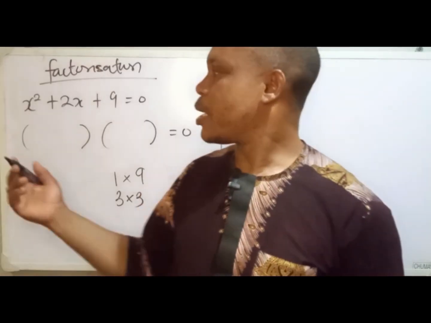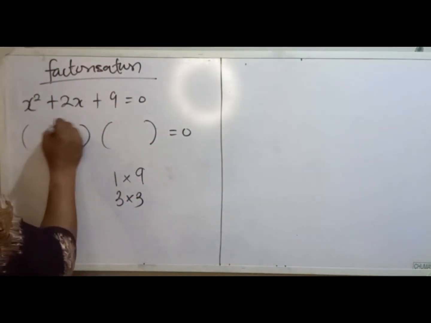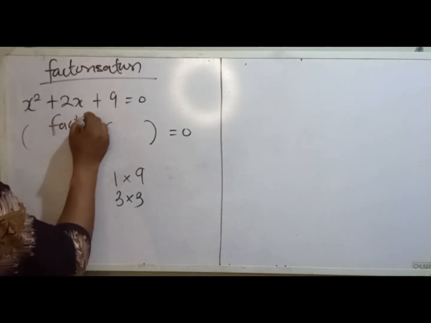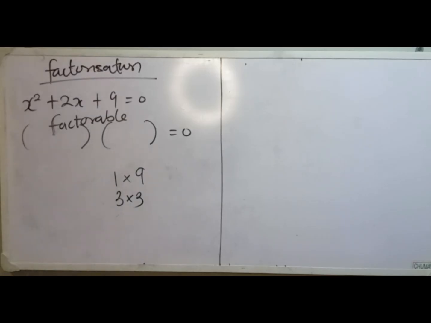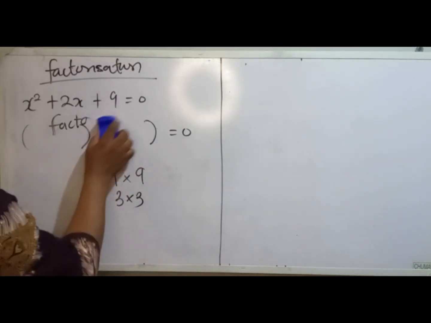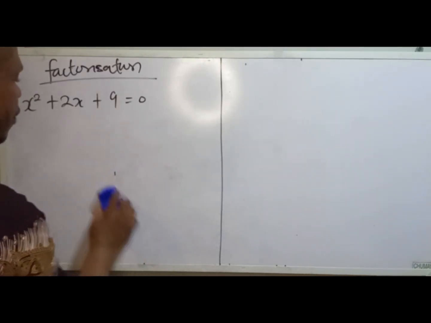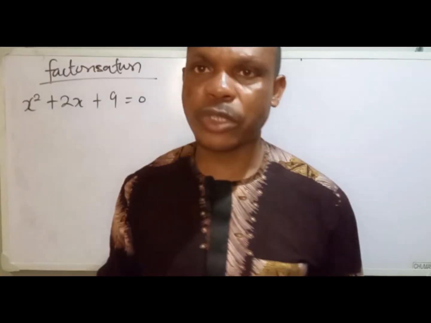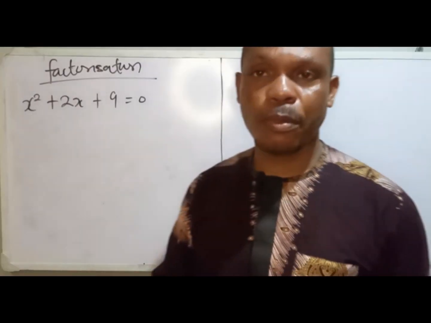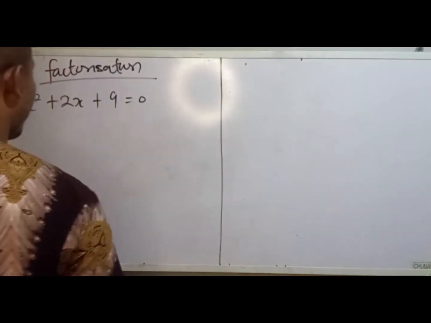In that case, we can say that this particular equation is not what? Factorable. It's not factorable. This particular quadratic equation cannot be factorized. So with this, it creates a need for us to employ a methodology that can be used to address equations like this. And that is where the completing the square method becomes very handy. Now let's see how we can apply that.